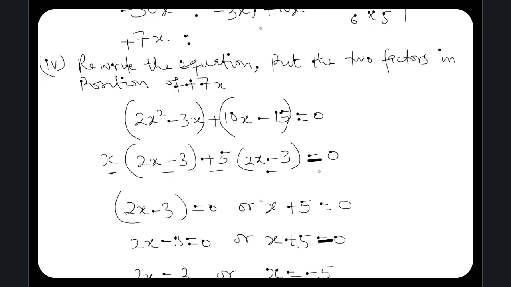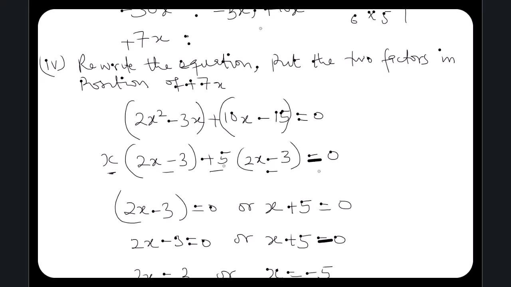You group it into two brackets. So you take out what is common from the first bracket, take out what is common from the second bracket. For the first bracket, what is common there is what? x. When you factorize it out, you have 2x minus 3. For the second bracket, what is common here is what? Plus 5. When you factorize it out, what you are going to have left is what? 2x minus 3.